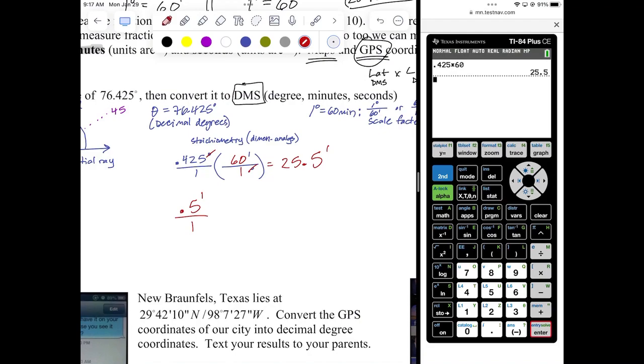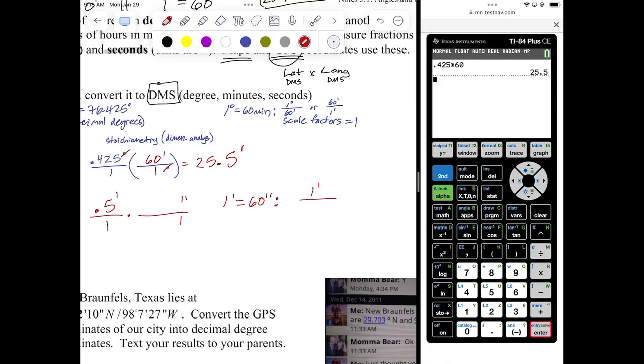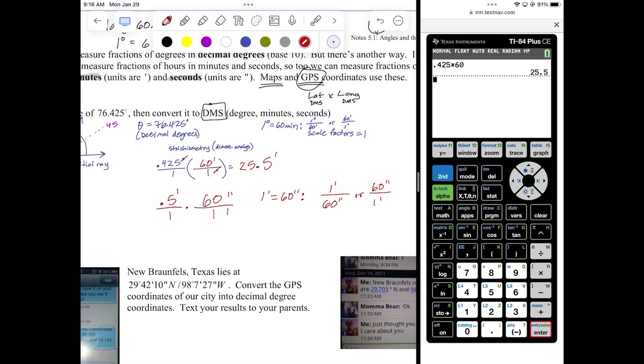Now, we probably could do this in our head, right? 0.5 is a half. A half of a minute is how many seconds? 30. It's the same with time as it is with angles. But let's go ahead and go through the process of the dimensional analysis. I have minutes in the top, so I want minutes to divide out, and I want seconds to appear. Well, this is going to be 60 over 1 or 1 over 60 again, right? 1 minute is 60 seconds. So we know we have the conversion factors 1 minute over 60 seconds or 60 seconds over 1 minute. We can use either one of those. We want the 60 seconds over 1 minute.